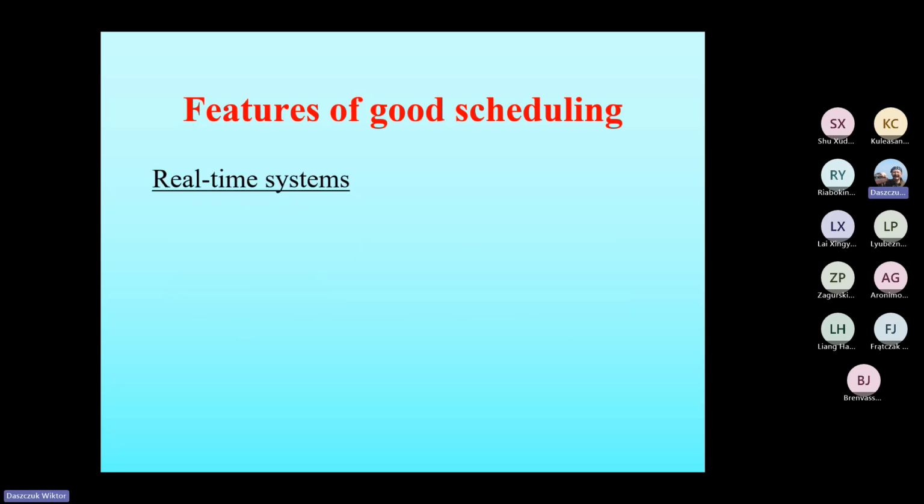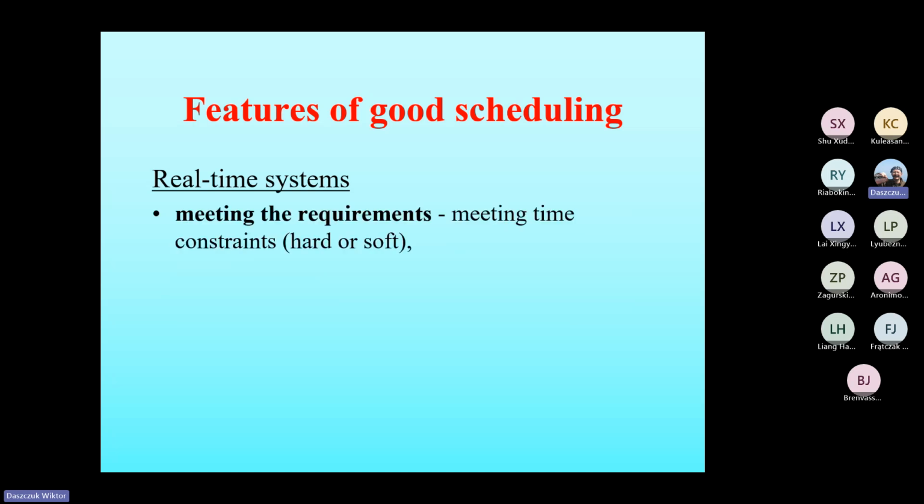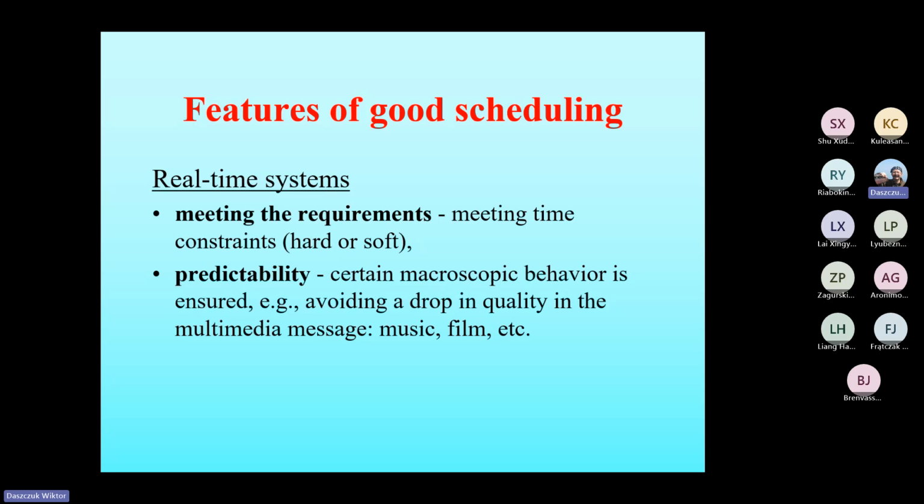And for real-time systems, the macroscopic features of scheduling are obvious. It is just keeping the limitations of time, hard requirements or soft requirements. And predictability is generally schedulability, that the system is schedulable. That means that all processes can run. No process is deferred in time forever.